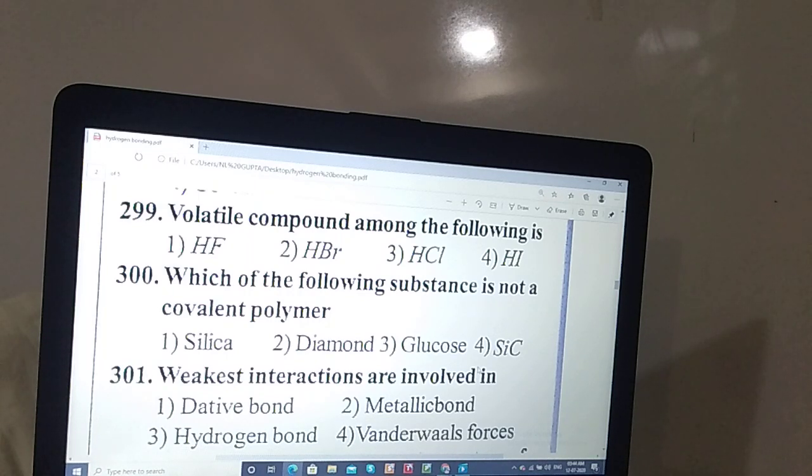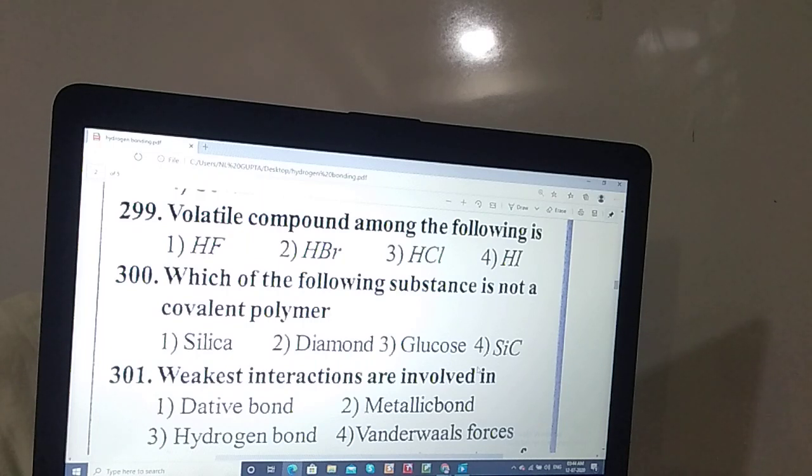HF will form hydrogen bonding, HBr and HI will not form hydrogen bonding. The HCl molecule is always present in the form of vapors, in 99% of cases. For HI, the van der Waals forces are very high because of the large size of I, and HBr also has high covalent character. HF has hydrogen bonding. So our option is HCl, the volatile compound.